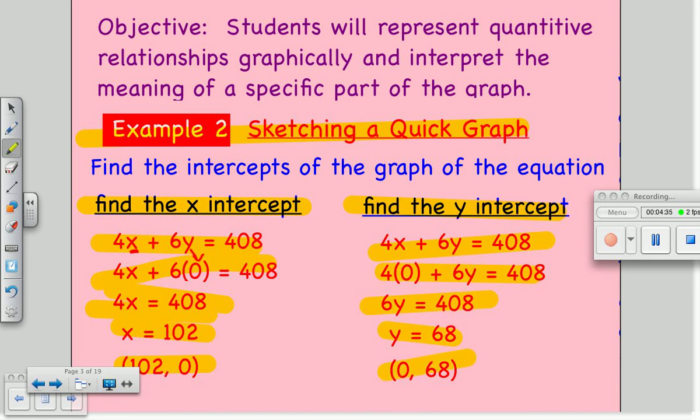Okay, so finding the x. We make y 0, and then we actually work it out. What's 6 times 0? 0. 4x plus 0 then is just 4x. So this is how we got 4x equals 408.